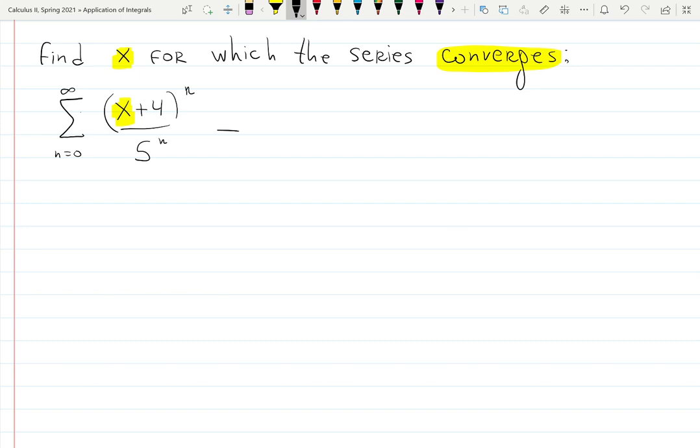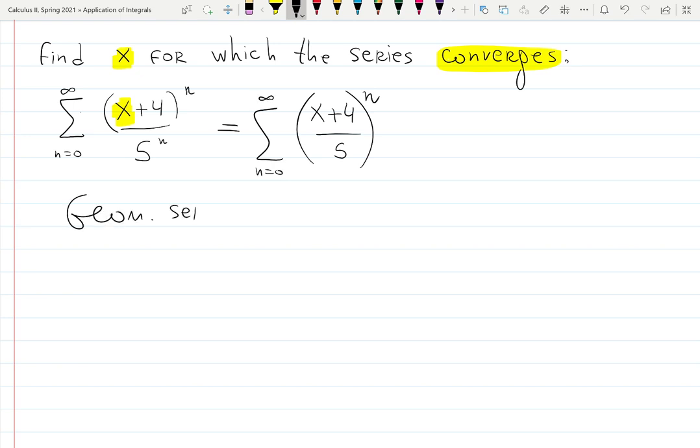Well, I can see that I can rewrite the series as (x plus 4 over 5) to the n. That is a geometric series from 0 to infinity. A geometric series has the shape a r to the n, right? So this is exactly my r over here. That means r is (x plus 4) over 5.